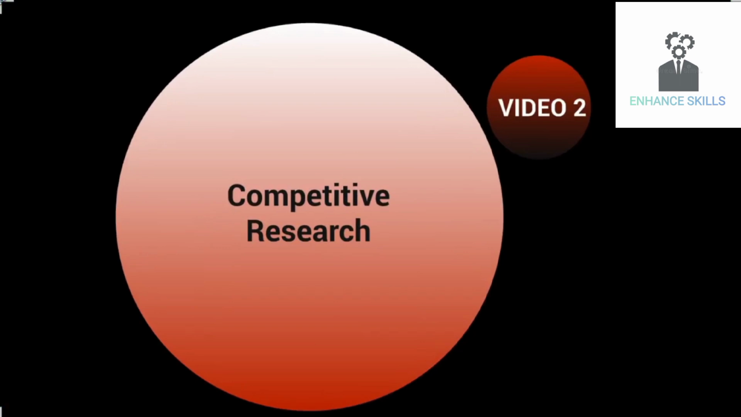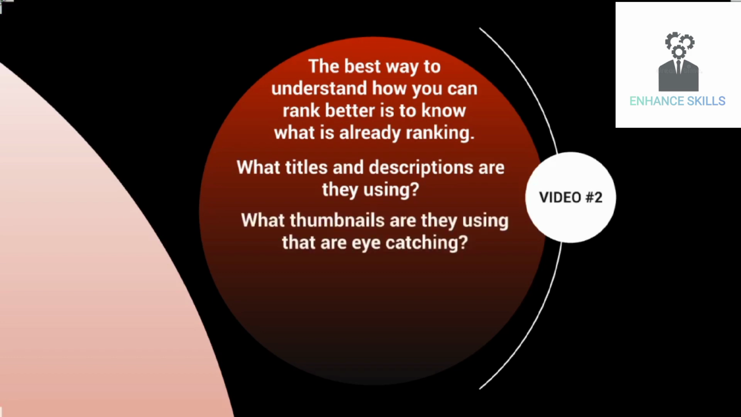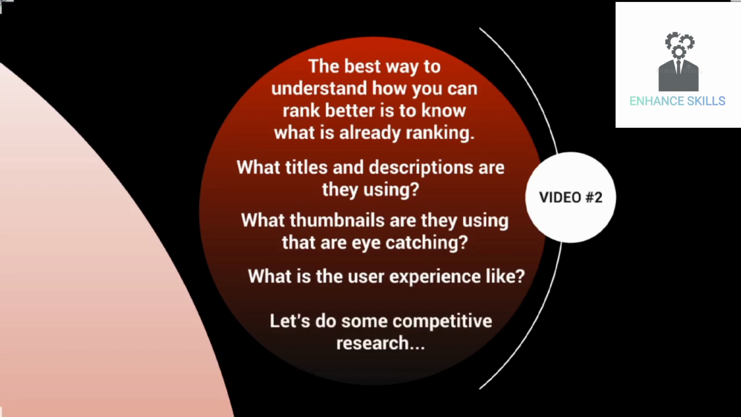So let's talk about competitive research. The best way to understand how you can rank better is to know what is already ranking in your niche or your market. So what we want to do here is analyze the videos that are on the top. I want you to specifically look at what titles and descriptions they are using, what eye-catching thumbnails they are using, and what the user experience is like when you click through those videos. So let's go ahead and do some competitive research.